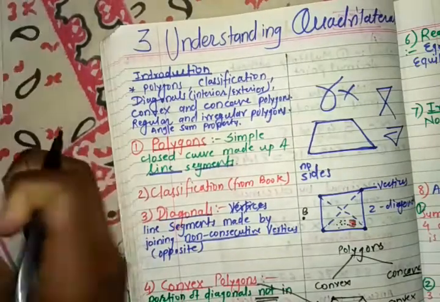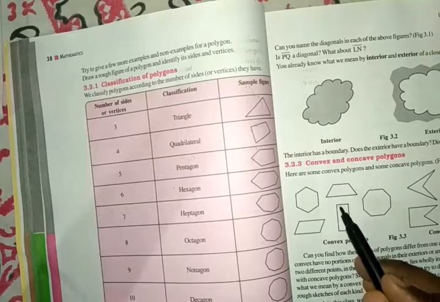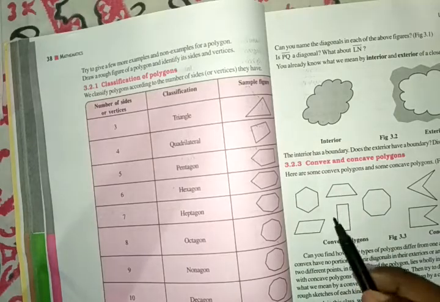According to our book, the concave polygons look like that. In all of these polygons there is a cave, and convex polygons do not have any cave structure. Both are made up of straight line segments, but convex polygons do not have a cave structure. If they do not have a cave structure, then it is convex, and if they have a cave structure, then it is a concave polygon.